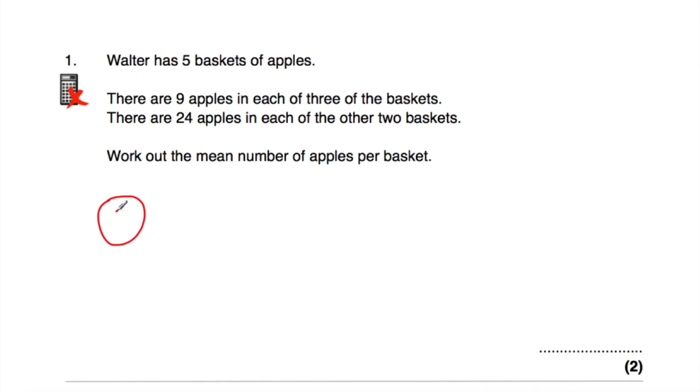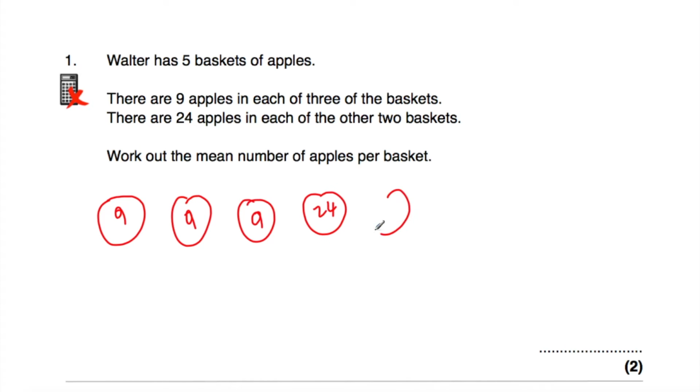Here we've got a basket with 9 apples, another basket with 9 apples, another basket with 9 apples, a basket with 24 apples, and a basket with 24 apples. And we could add those up and see how many apples are all together, and then divide it by 5 because there's 5 baskets all together. So that's one approach we could use, and let's do that.